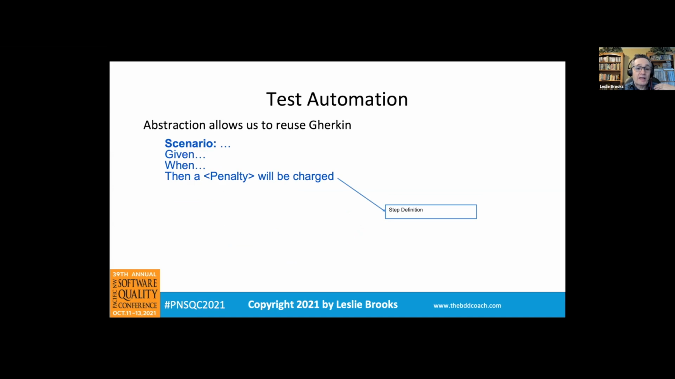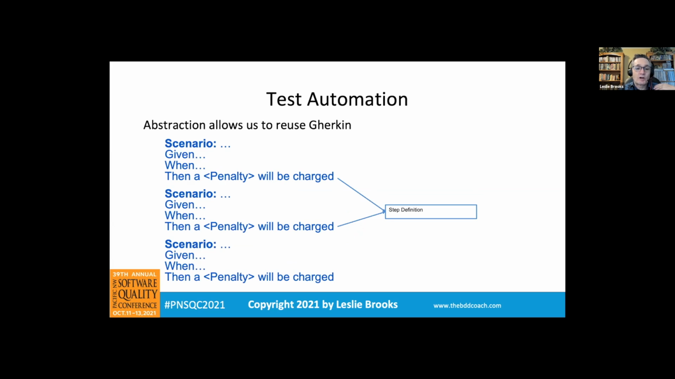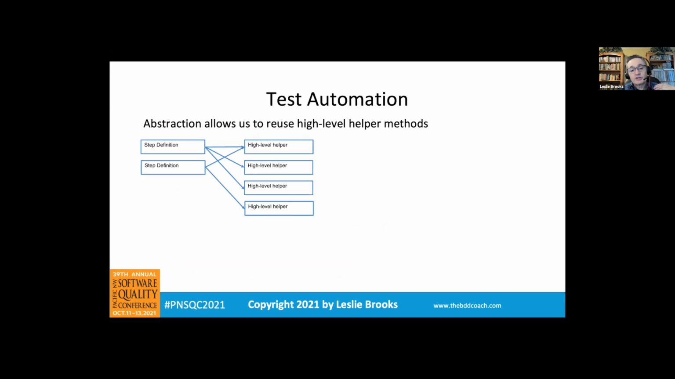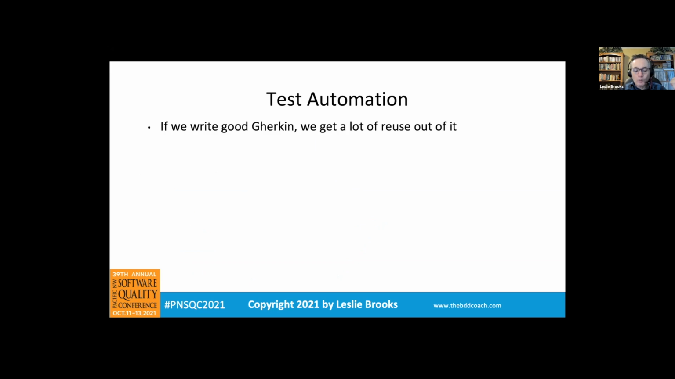And same thing for the thens. Then a penalty will be charged. We write bunches of requirements and they all have penalties and they all reuse the same code. And then we have helper methods underneath those step definitions. And we write a new step definition and they reuse helper methods and so on down. So if we write good Gherkin, we get a lot of reuse out of it.